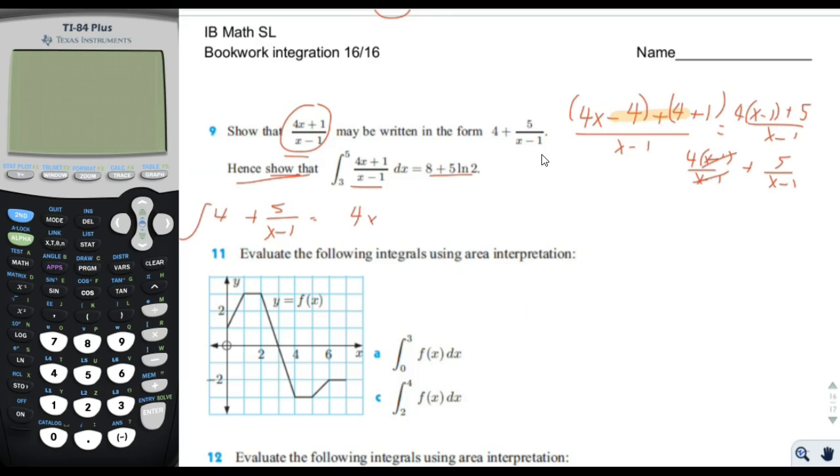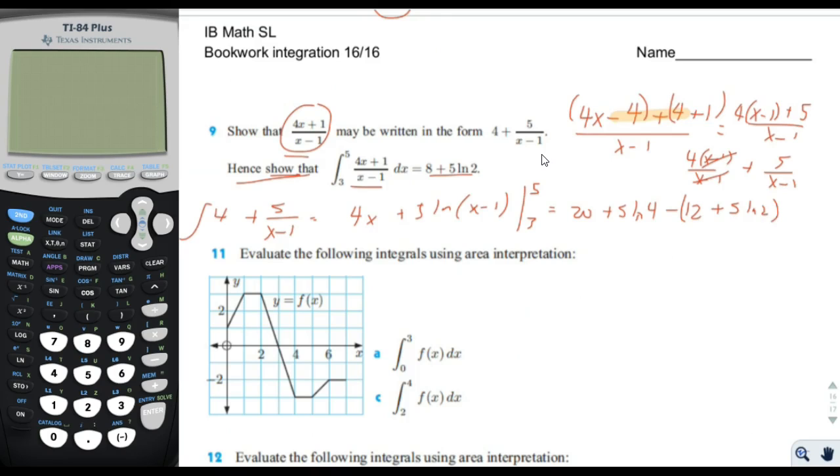One would be, the integral would be 4x, and the integral would be log of x minus 1, 5 log of x minus 1. And then we do the definite integral, evaluating that from the limits 3 to 5. So then we would just have, with 5 in there, we'll get 20 plus 5 natural log of 4. If we put 3 in there, then we're going to get 12, minus 12, and then the other one is going to be 5 natural log of 2.